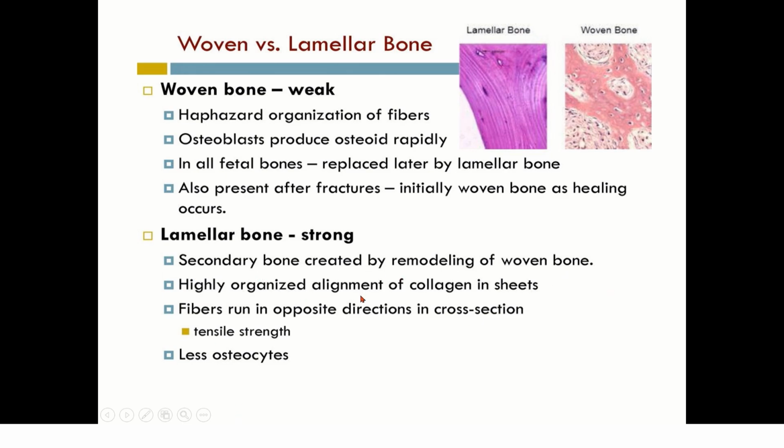Highly organized element of collagen in sheets. Fibers run in opposite directions in cross sections for tensile strength, and fewer osteocytes are present. You can see here in this, so many osteocytes are present. Here a smaller number of osteocytes are present.